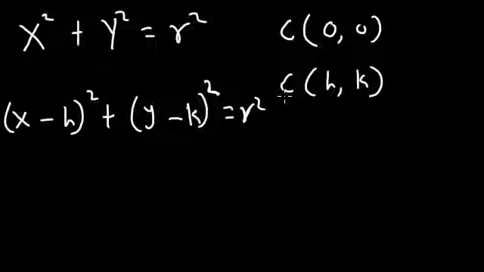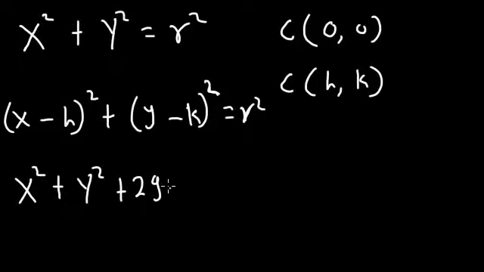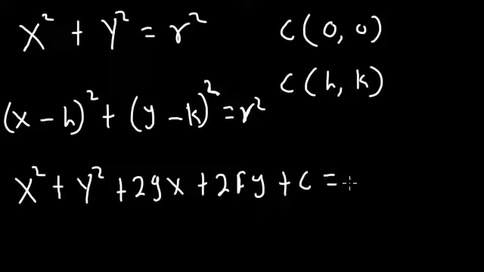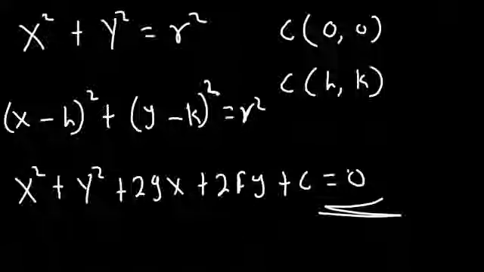Now, what about the general form? The general form is just in one way, such that x squared plus y squared plus 2gx plus 2fy plus c equals 0. So this is the general form of the equation of a circle.